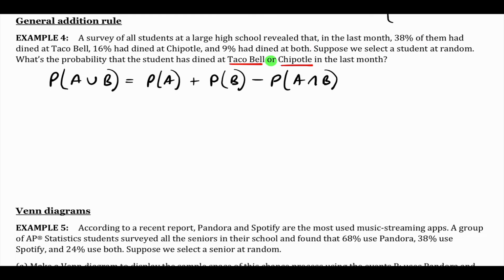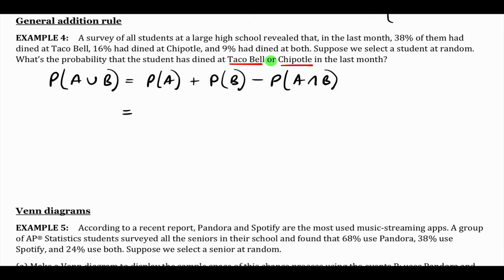Okay, because I know I'm going to use it. Okay. So now we have to figure out what A and B are. What could A be? They don't tell us what A and B are like they did the last one. So we have to come up with our own stuff. So what could event A be?